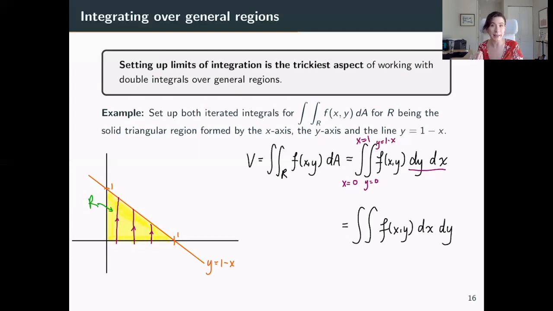We can simplify this by just writing the integral from 0 to 1 minus x and the integral from 0 to 1. And we'll do that on the next iterated integral.